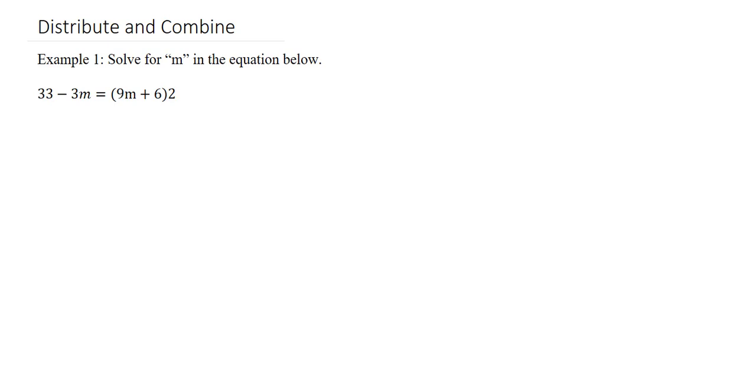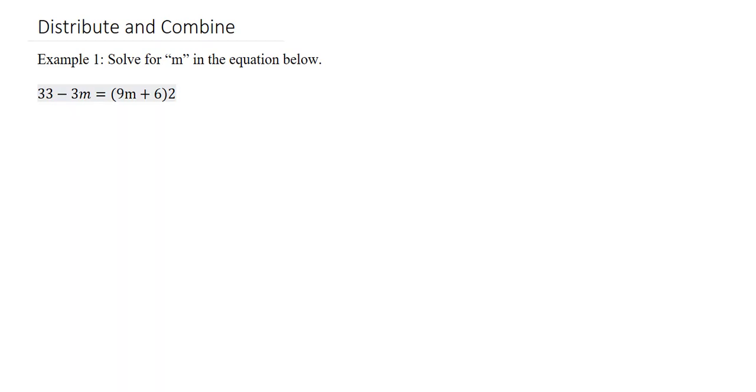Distribute and combine. So example 1, we're going to solve for m in the equation below. So as we look at this, it is 33 minus 3m, then in parentheses, which is equal to, in parentheses, 9m plus 6, close the parentheses, and we're going to multiply that by 2 for the whole thing.